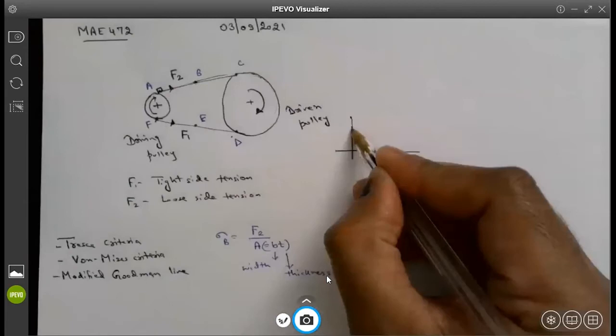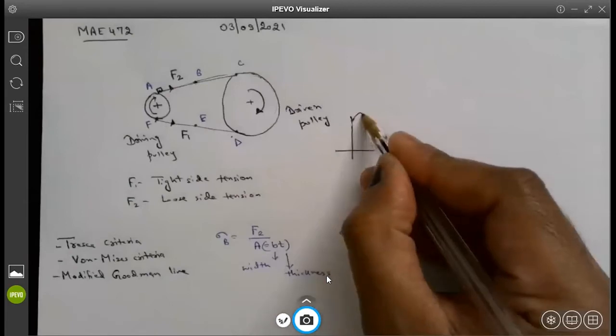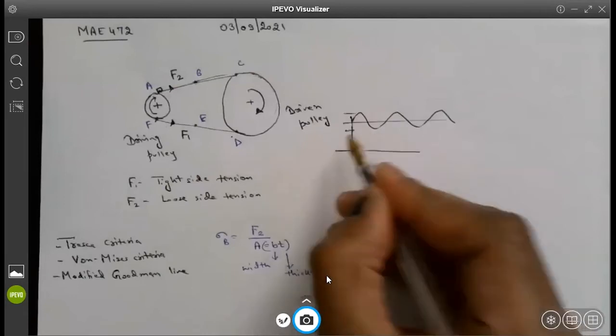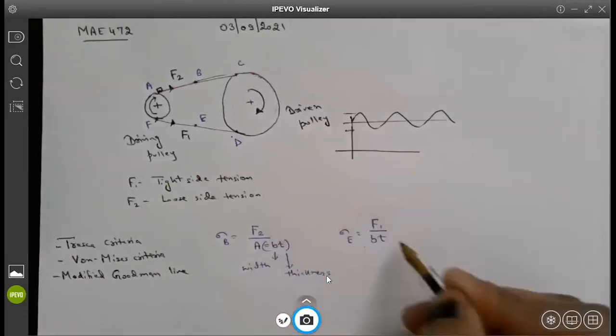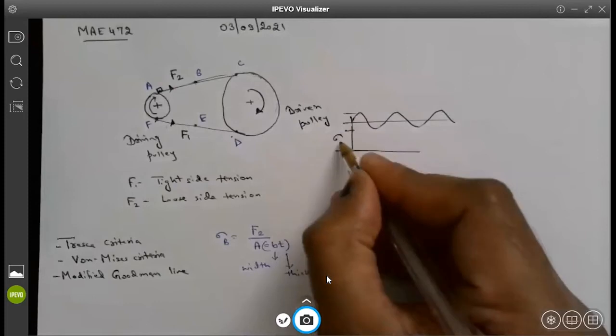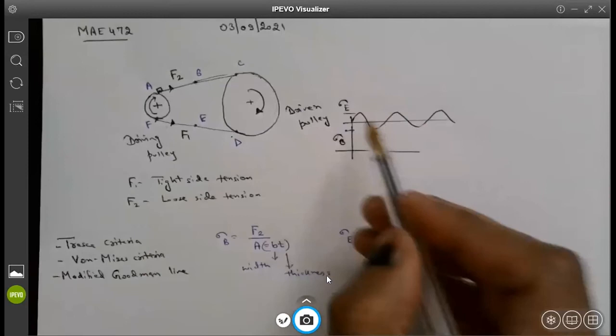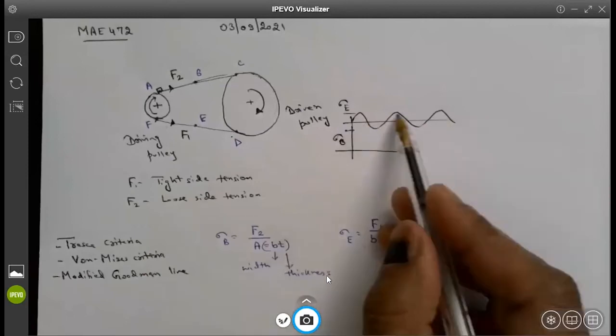If you remember from our discussion of fatigue, the material point is having the stresses corresponding to F1 and F2. So it is sigma E and sigma B. The stress varies from sigma E to sigma B, and it is some sort of cyclic stress variation that is happening.